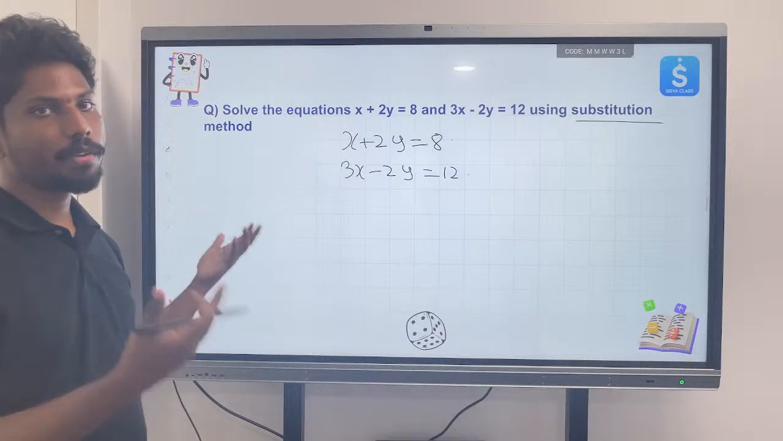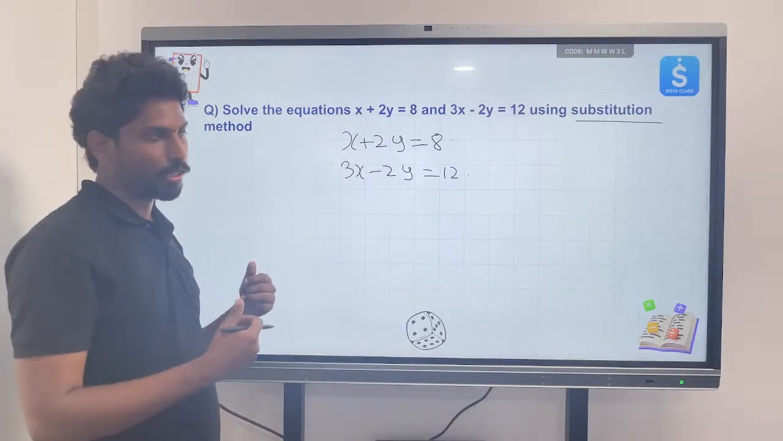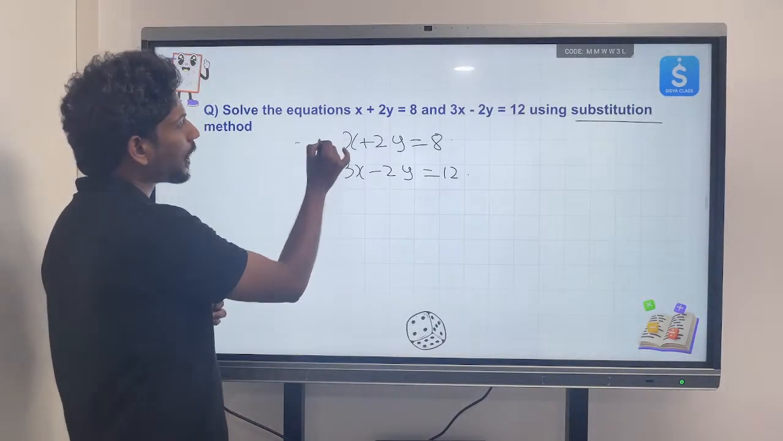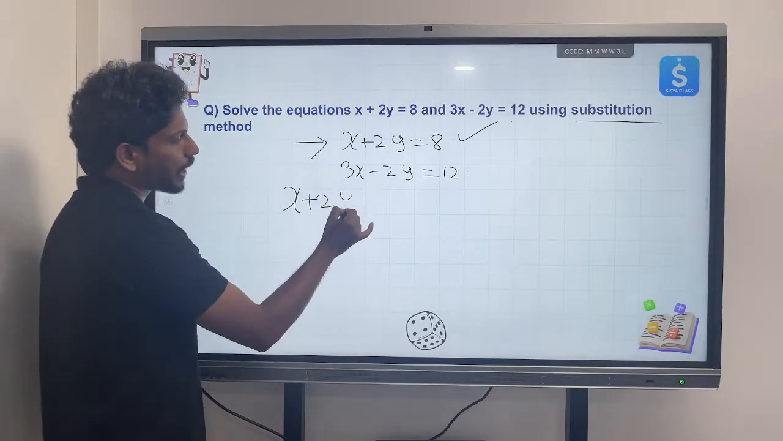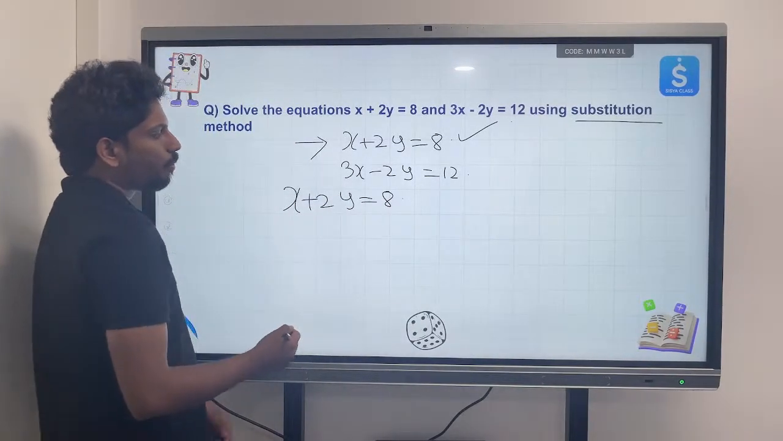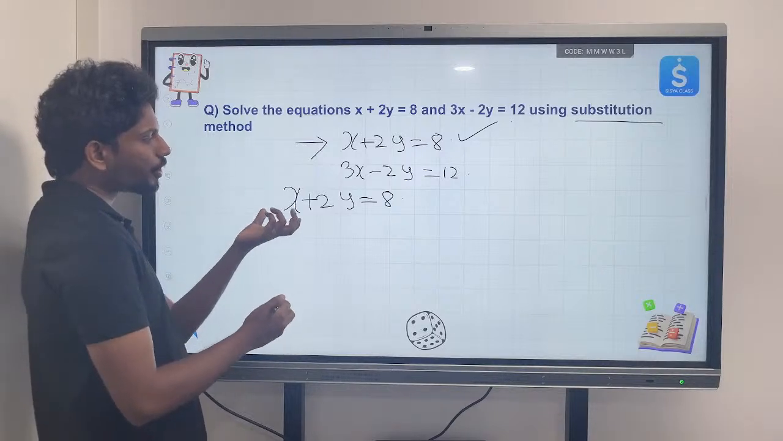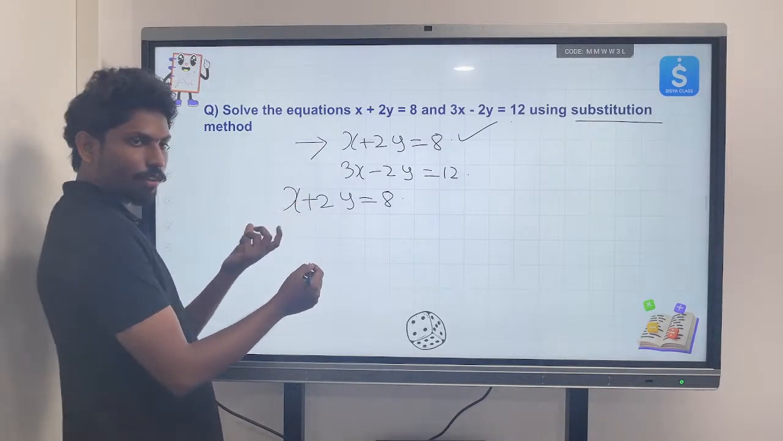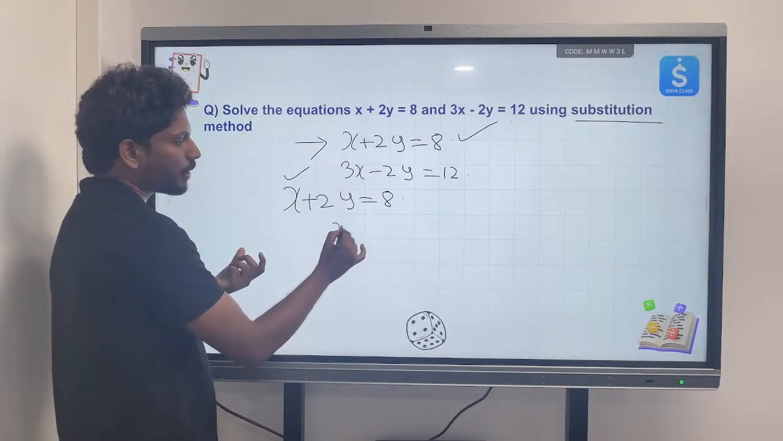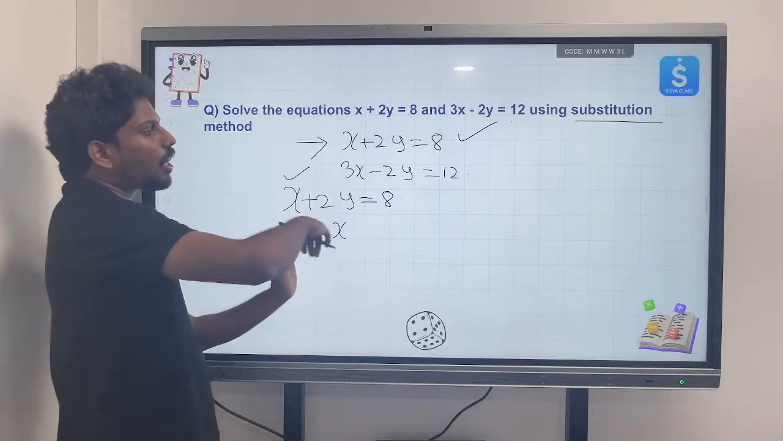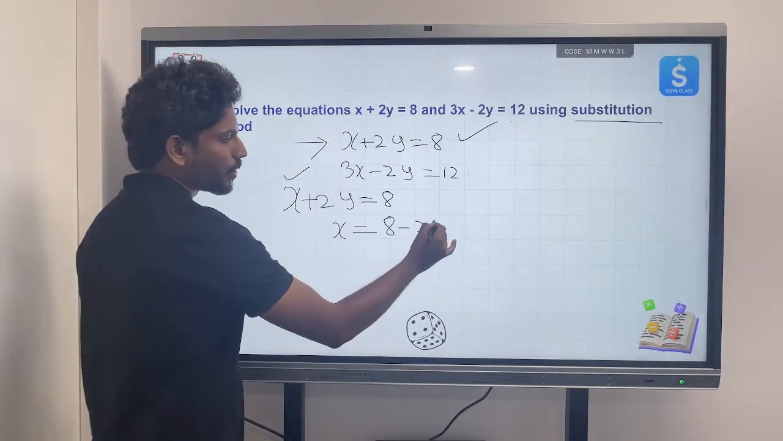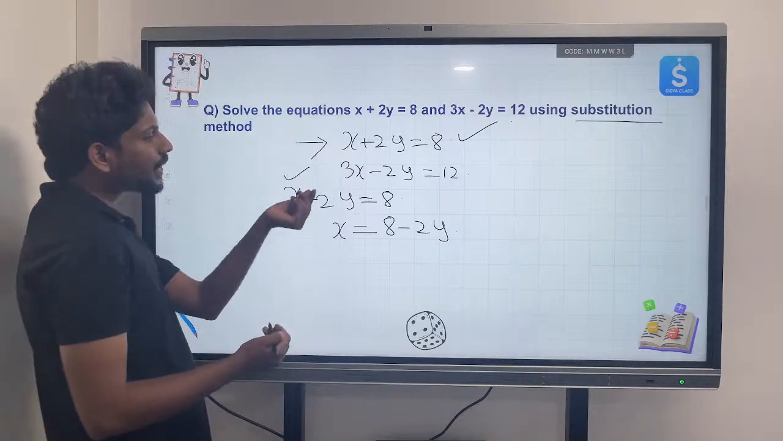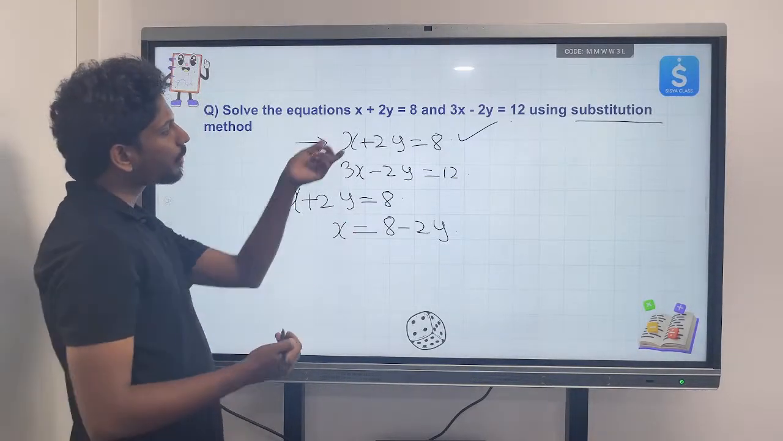After considering any one of the equations, consider any one of the variables. For example, I am considering the first equation, that is x plus 2y equals 8. Now once I have chosen this equation, what do you need to do? You need to consider any one of the variables. I am considering the first variable, that is x, and shifting all the other variables to the right hand side, that is 8 minus 2y, right? So this x value we got from the first equation.